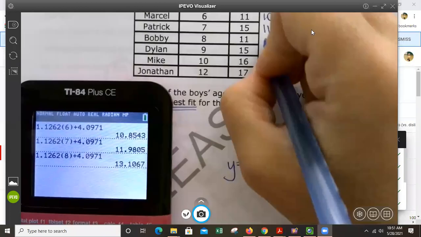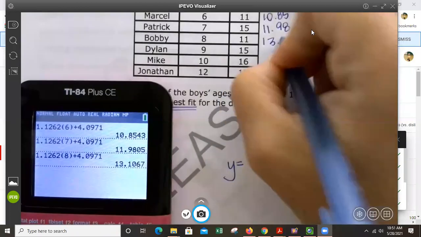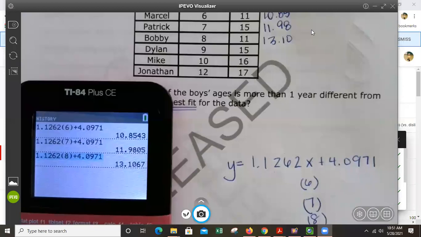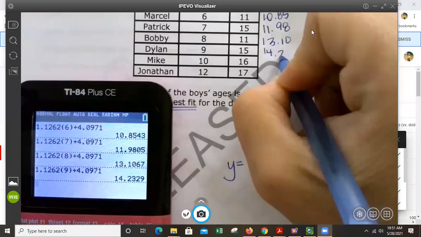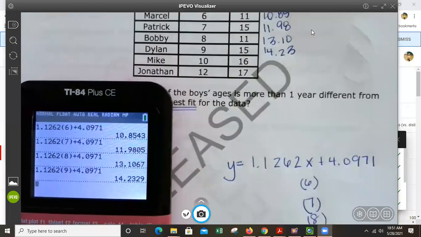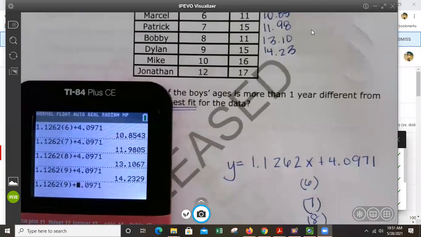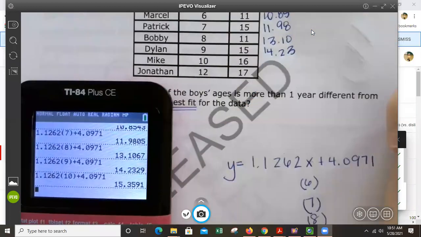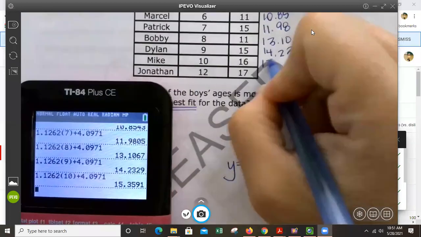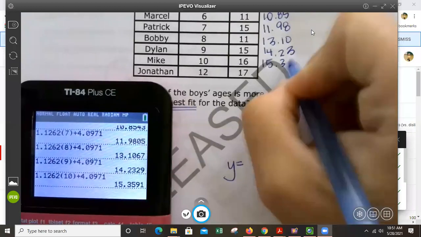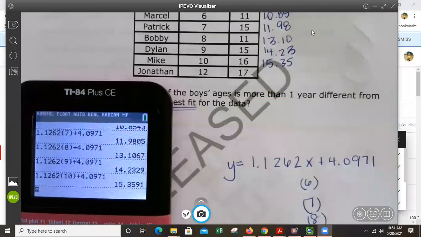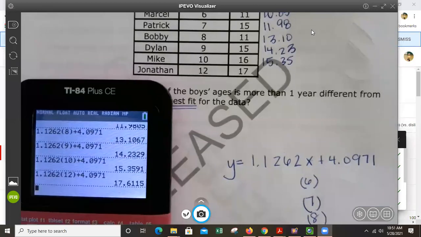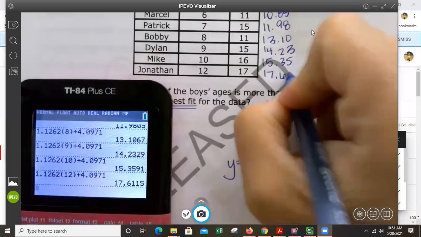I get 13.10. I'm going to plug in 9. I get 14.23. I'm going to plug in 10. Have I done anything hard? No, it's just taking forever. 15.35. And then I'm going to plug in 12. 17.611.